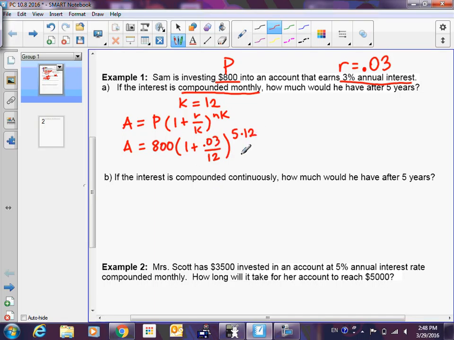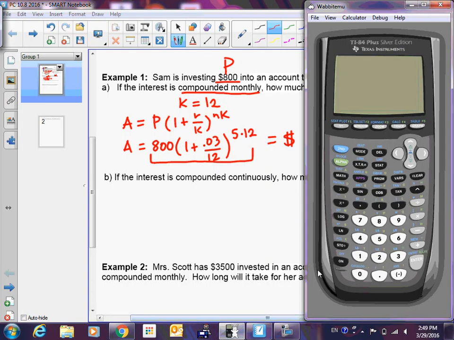We don't need to do any y1, y2, or algebra. We just need to type this in and get an answer. So this is where we're going to use our calculator. Just in the home screen, we're going to do 800, and then just type all this in.